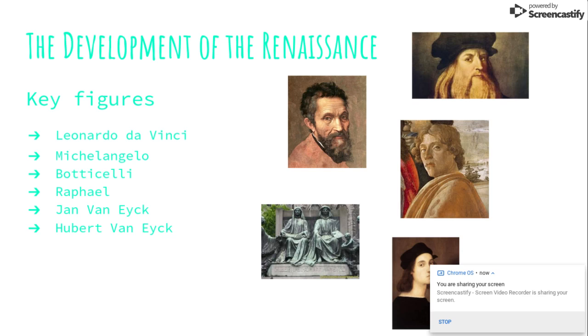During the development of the Renaissance, there were many influential people, but a few important figures are Leonardo da Vinci, Michelangelo, Botticelli, Raphael, Pieter Bruegel, El Greco, Hieronymus Bosch, Jan van Eyck, and Hubert van Eyck.